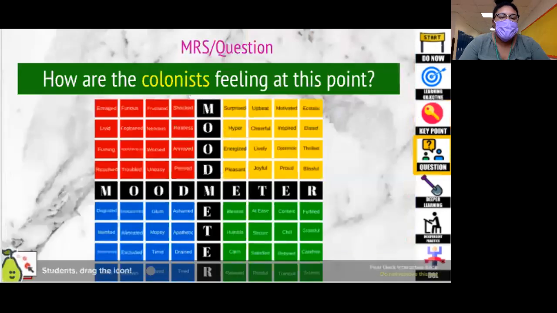Go ahead and select on this mood meter. How are the colonists feeling at this point? So pick a word that describes how the colonists are feeling at this point.